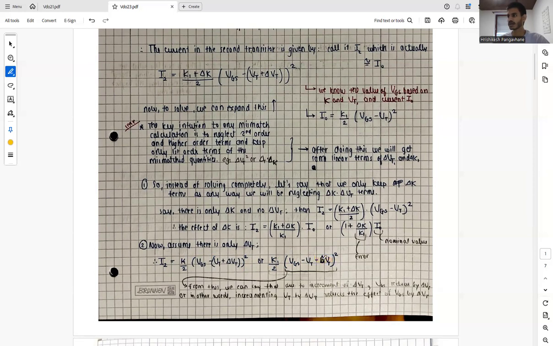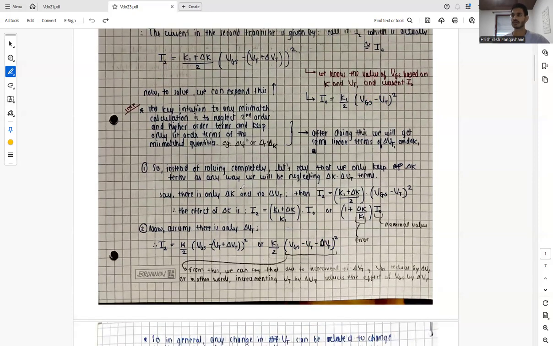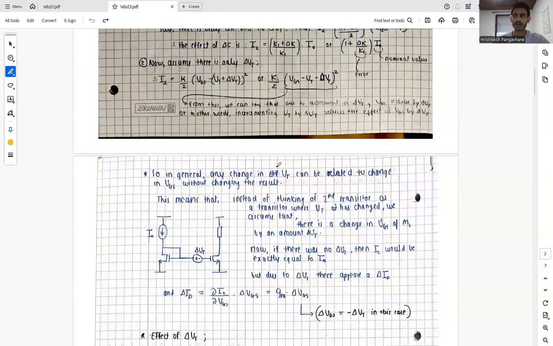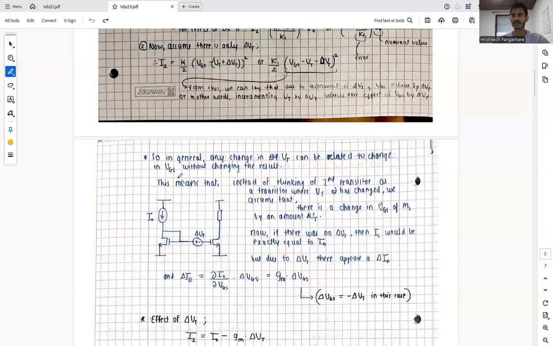This reduces the effect of total VGS minus VT. So as so many terms are dependent on VGS minus VT, the contribution from this factor is reduced as there is incremental delta VT. So in general, any change in VT can be related to the change in VGS as well without changing the result. So what do I mean by this sentence?